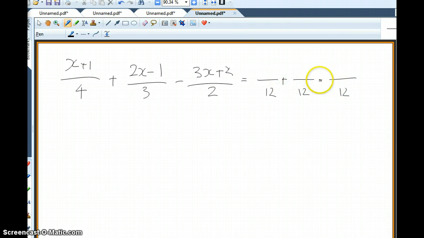Keep the signs the same. Okay, what was done to the 4? It was multiplied by 3. So the denominator was multiplied by 3. What must be multiplied the top? 3. Have to do the same to the top, right? Otherwise it's not an equivalent fraction.